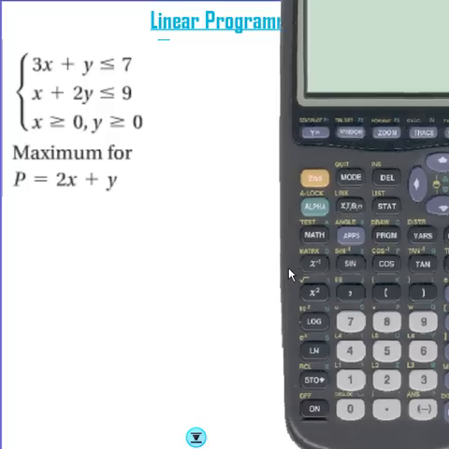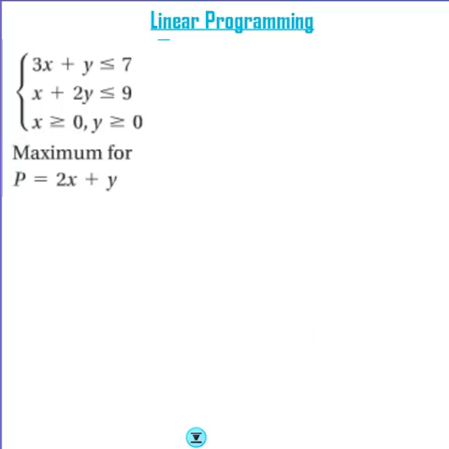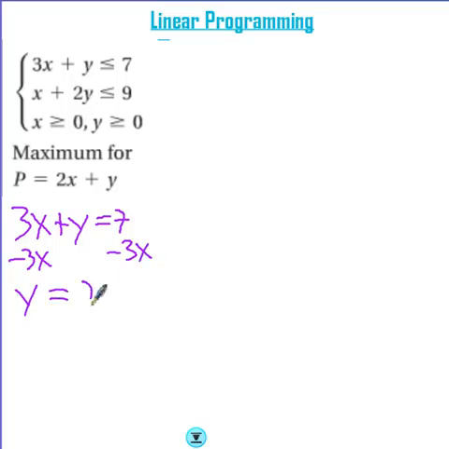Process is going to be similar in some ways and vastly different in others. First of all, I'm going to need to solve my equations for y equals so that I can put them in the calculator. And I did this before on the first equation. So I've got 3x plus y equals 7. Now I'm leaving it as equals in both cases because that's what I'm going to put into my calculator. I'm going to subtract the 3x, and so then I get y equals 7 minus 3x.